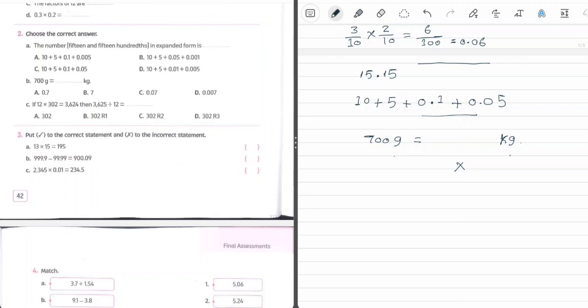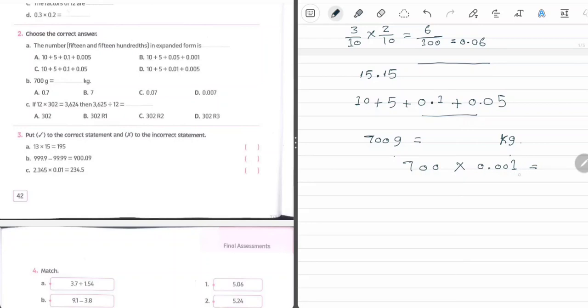It's okay. Now, how many grams are in just 1 kilogram? It will be 1000. And if you want to convert from the smallest to the greatest, you have to divide over 1000 or multiply by thousandth. So we will multiply by 0.001. This is 1000. 700 multiplied by this number.